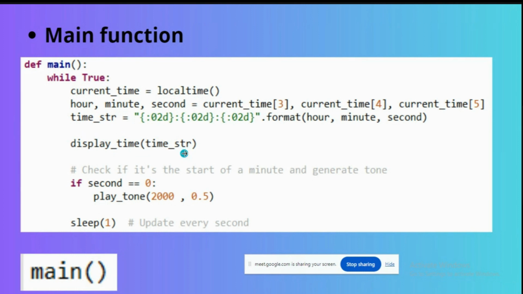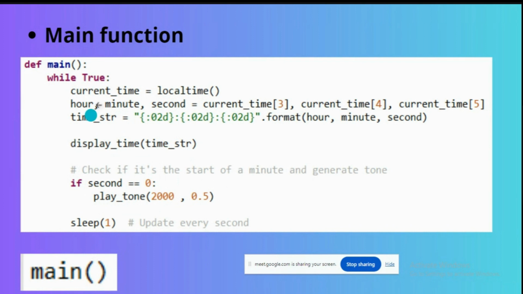And as I told you, after every minute, we are going to turn on the buzzer. So that playTone function is called here if seconds become 0. That means when 1 minute goes, seconds become 0. After 60 seconds, 1 minute is done. When the new minute starts, the second value becomes 0. So in the case when the second becomes 0, we call the function we defined as playTone with a frequency of 2000 and a duration of 0.5.